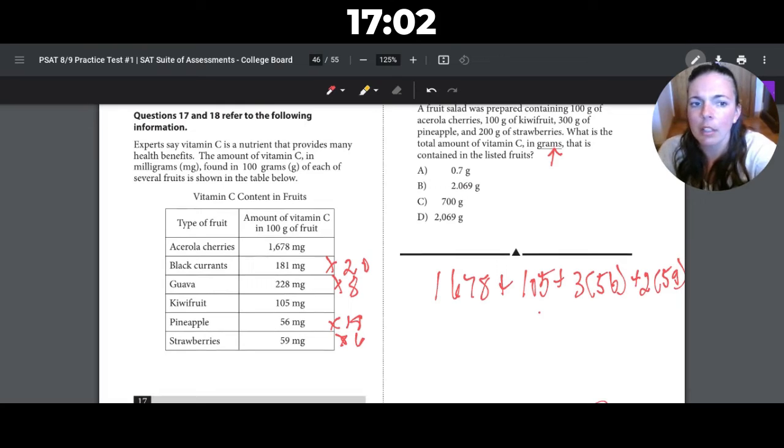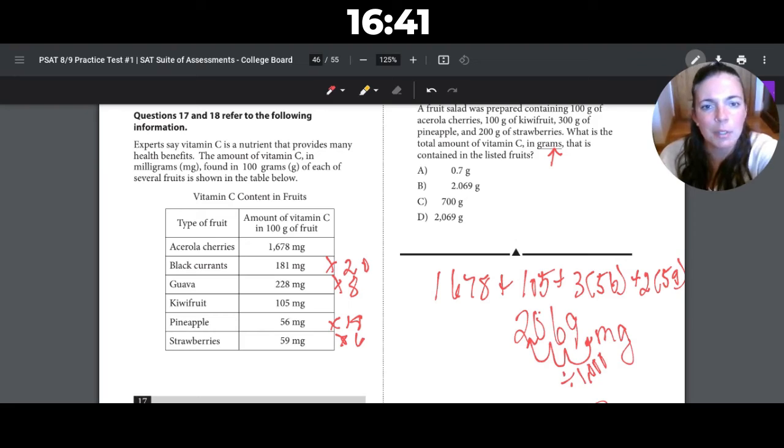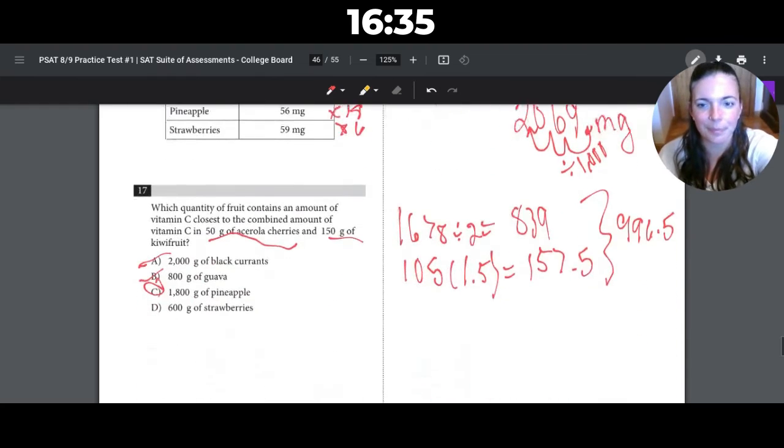So I'm going to multiply it out and then add it. I get 2,069. So this is milligrams. To turn this into grams, we have to take our decimal and swoop it to the left 3 times because there are 1,000 milligrams in a gram. So this is also the same as just dividing by 1,000. So 2.069 grams is our answer. There it is.